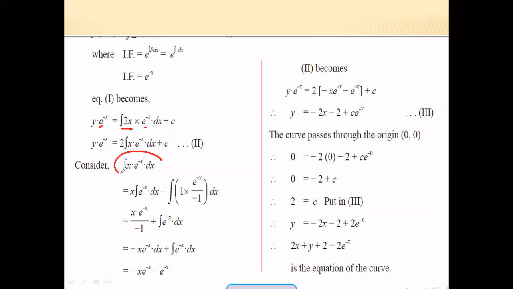We solved this separately here, because this is the product of two functions, so we can apply integration by parts. Okay, so x integral e raised to power minus x dx minus integral 1 into (e raised to power minus x upon minus 1) dx, as per our formula. Now when you simplify the term, the value of this is minus x e raised to power minus x minus e raised to power minus x. Now substitute this value in the above equation 2. So we get y is equal to minus 2x minus 2 plus c e raised to power x. This is the required solution of the given equation.